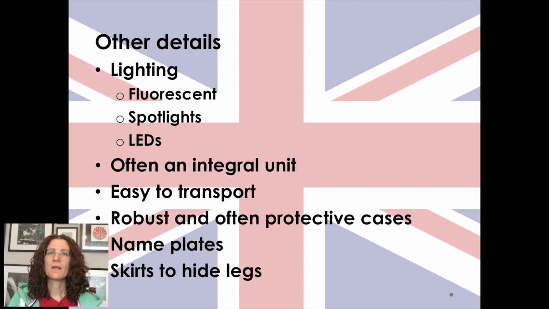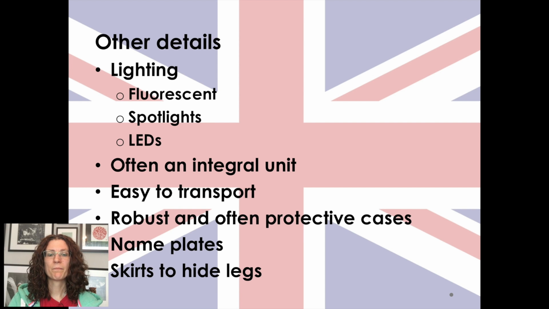Other details that are definitely there in a UK exhibition layout is lighting. You rarely see an unlit layout, and that's because the halls can be really dark and dingy. And they can be anything from fluorescent tubes to spotlights with more and more LEDs coming now. They're often an integral unit and they act as that framing, almost like the theatre pelmet at the top. They must be easy to transport. So they're going to be things that you can stick in the back of a van or car.